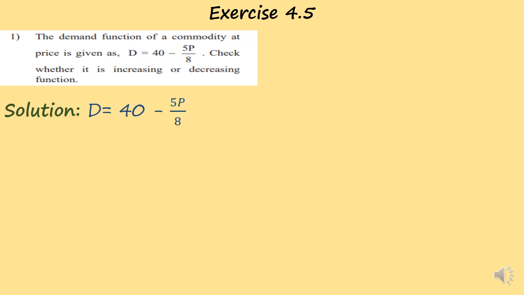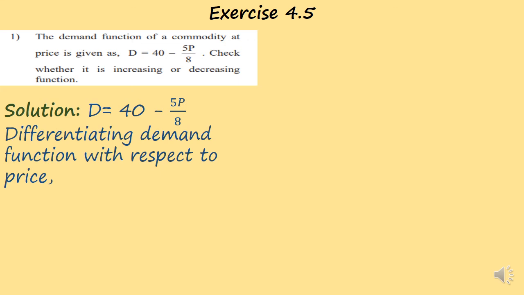Now here, the demand function is given as 40 minus 5P upon 8. We differentiate this function with respect to price. That is, we differentiate D with respect to P, or we find dD/dP. It is just a simple method of differentiation, isn't it? Where in the function D, the differentiation of 40 becomes 0, and the differentiation of minus 5P by 8 is actually minus 5 by 8.